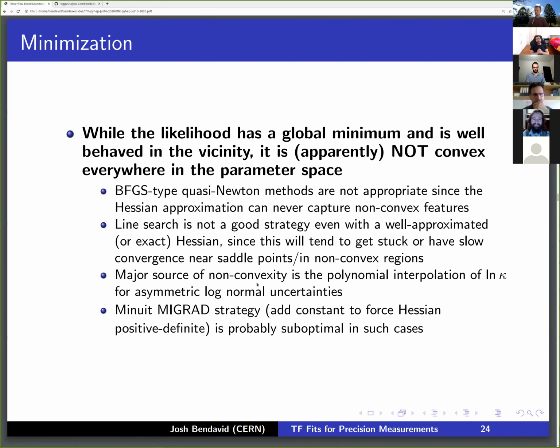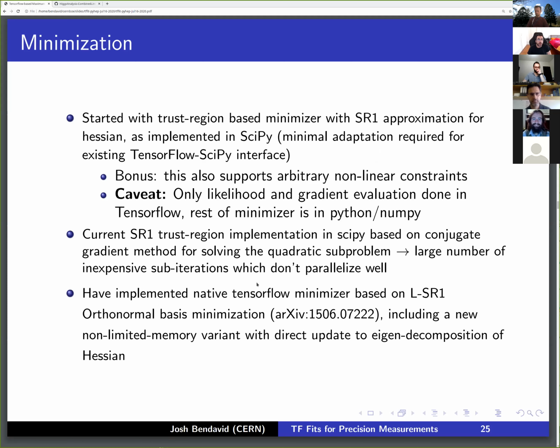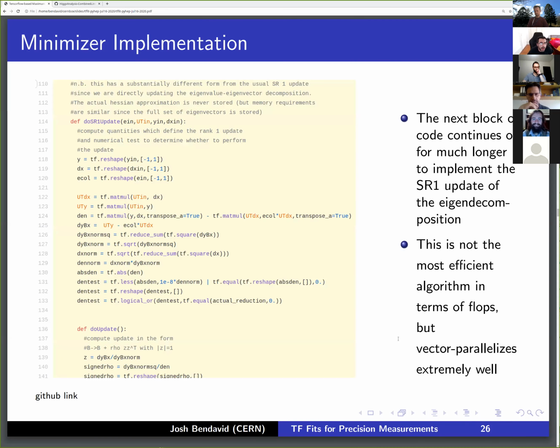Talking a bit about the minimization, here you have to do some non-standard stuff because these kinds of likelihoods, especially with asymmetric uncertainties, are not convex everywhere in the parameter space. So you want to use, let's say, SR1 trust region type minimizers. We started with the trust region constraint minimizer with SR1 updates in SciPy, but then we moved on and implemented our own native TensorFlow implementation of a nice SR1 trust region minimizer, which has this interesting feature of eigendecomposition updates, which I'll explain why we did it that way.